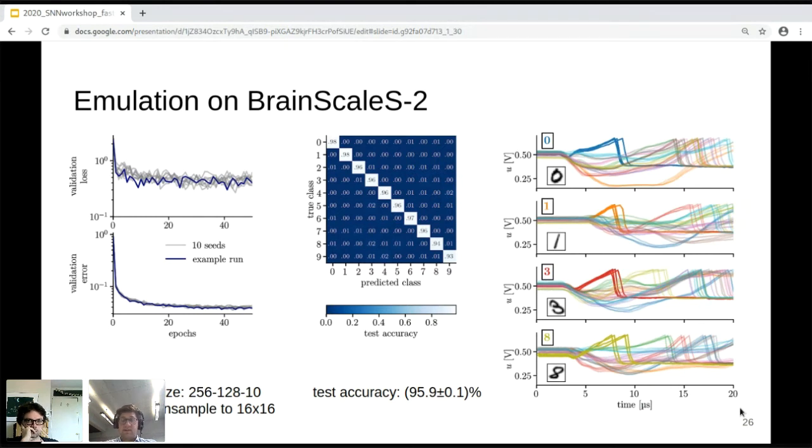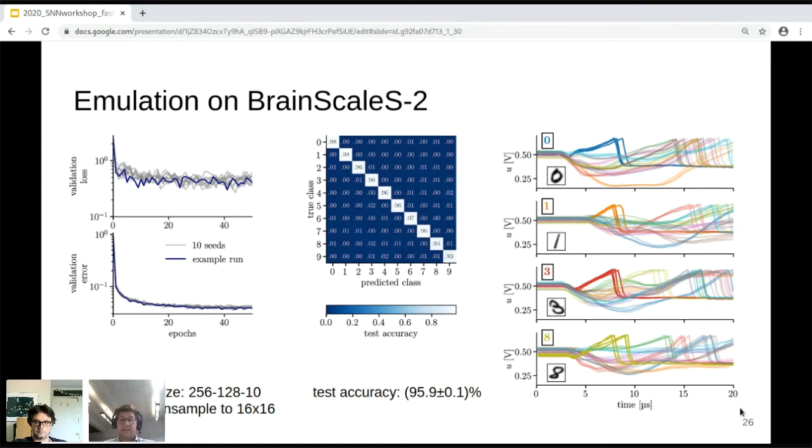And you see on the right, just for illustration, the voltages that were recorded. These are for some samples for repeated runs to show the variations. You see that the membrane traces are different for each run. These are effects of the analog nature of this hardware. The membrane traces have variability, but also in the lowest example, this 8 pattern, the spike times vary between the different runs. Nonetheless, all those examples are classified correctly.